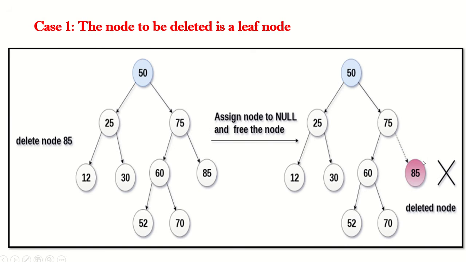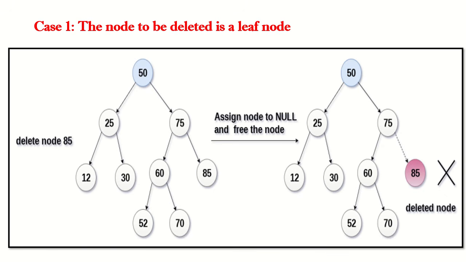The next very important ADT in a binary search tree is deleting a node from the existing binary search tree. As I told you earlier, there are three cases when deleting an element from the binary search tree. Case one is that the node to be deleted is a leaf node. This is a very simple one.